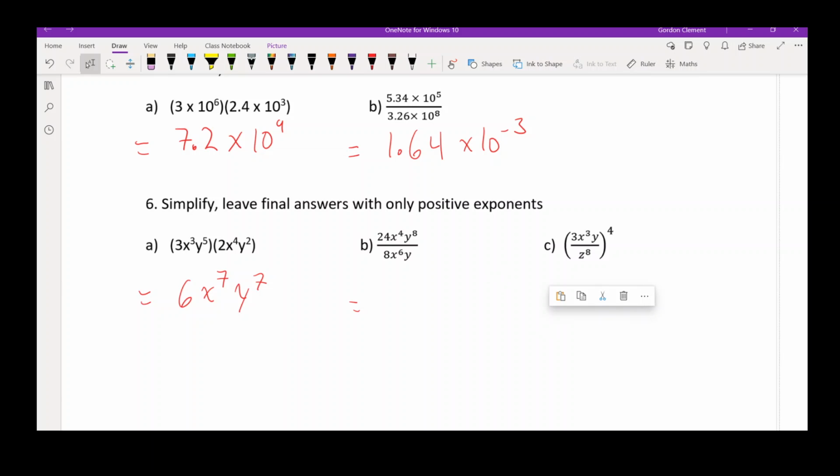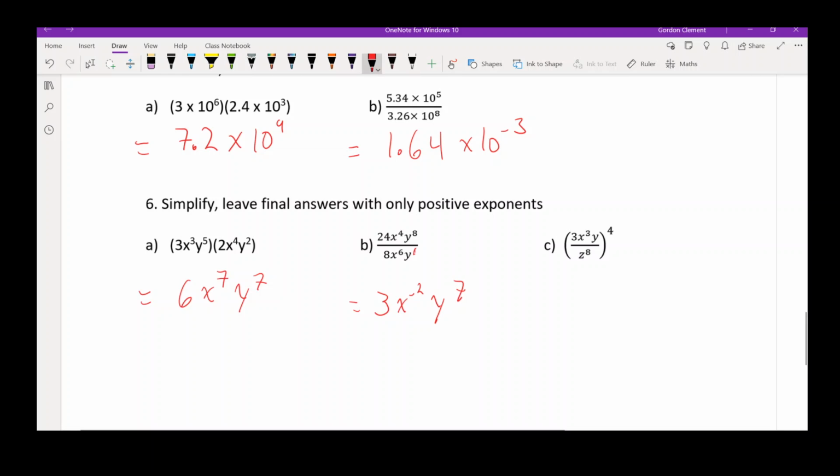Dividing, you subtract the exponents, but the numbers you just divide because they're just numbers. We don't need a special rule to divide 24 and 8. So 24 divided by 8 is 3. X to the 4 divided by x to the 6, we do need that special rule, and the rule is you subtract. 4 minus 6 is -2. This y on the bottom is y to the power of 1, so I'm going to get y to the power of 7 when I subtract those exponents.